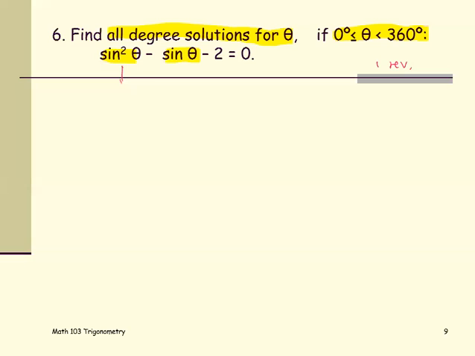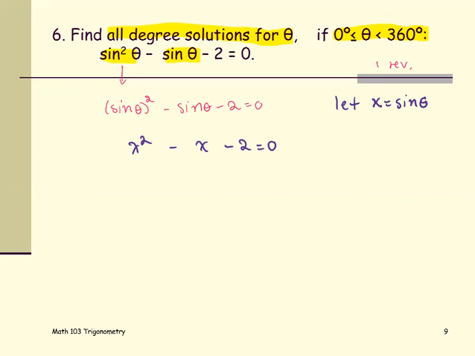Or we can see the first term as the quantity of sine theta, squared, which means we have a quadratic-like equation. Let x be sine of theta. The equation becomes x squared minus x minus 2 equals 0. And then we are going to solve this quadratic equation.